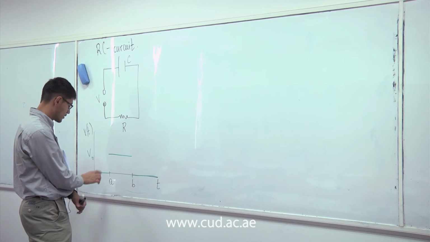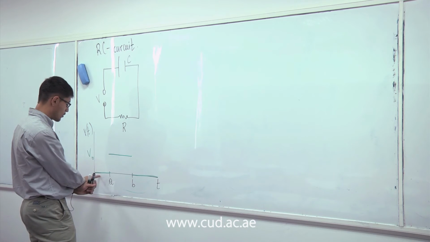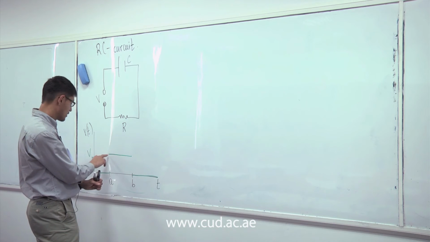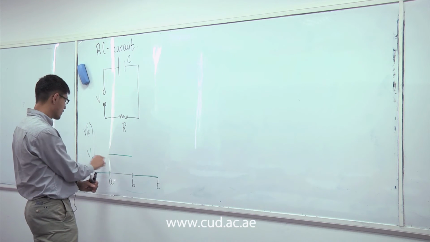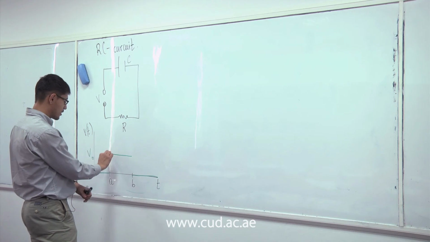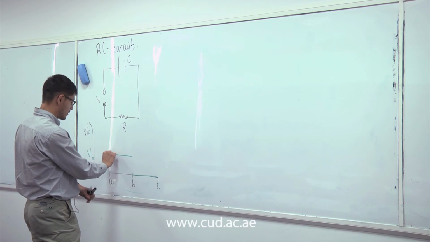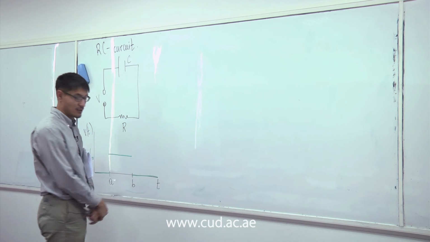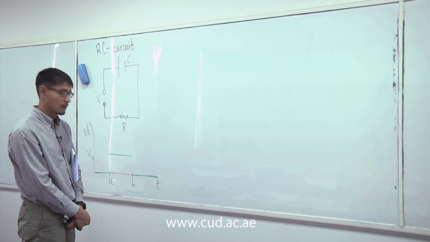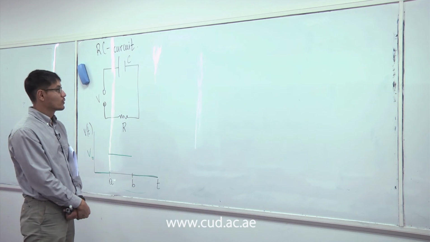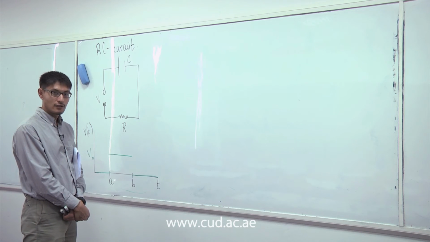So our voltage is 0 until time t equals a. Then the voltage becomes V naught. So V naught is some constant. So imagine maybe this is 3 volts. So you give a constant voltage between a and b. And then after b, the voltage becomes 0 again. Okay? So in this situation, we would like to find the current in the circuit.